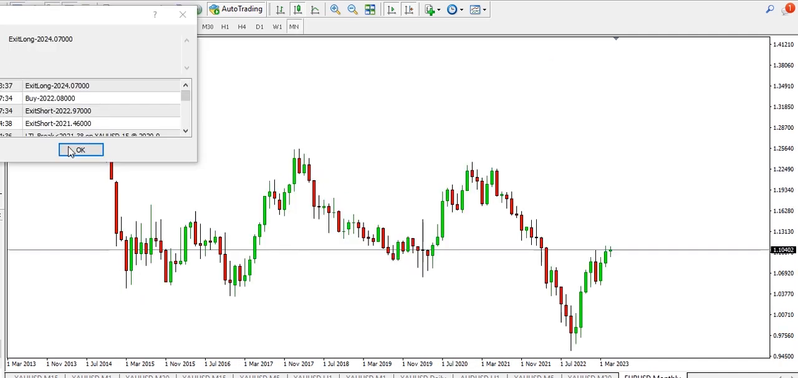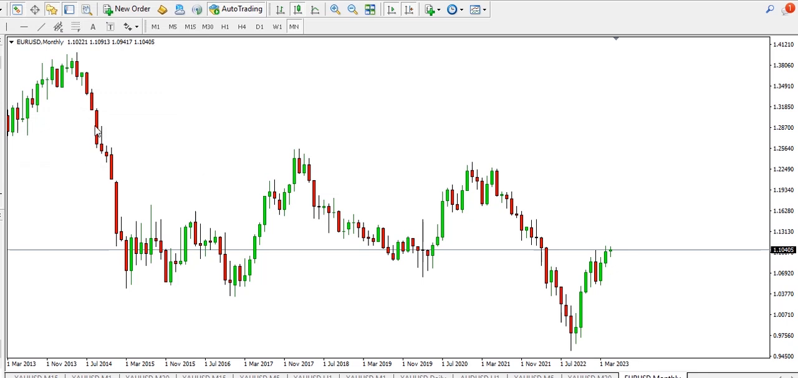Hi guys, so we are going to look at how you can find signals on the Euro USD chart. I have the Euro USD chart monthly time frame on the screen. So another way you can find signals is by checking for engulfing patterns. What do I mean by engulfing patterns?